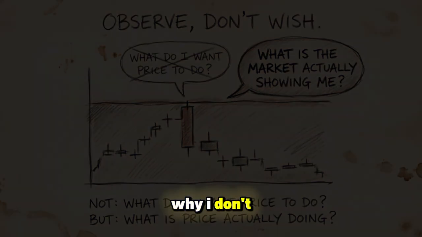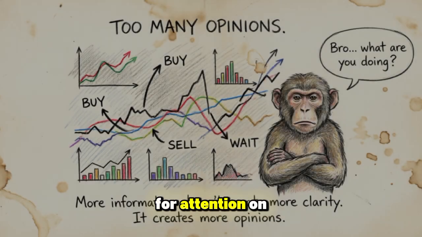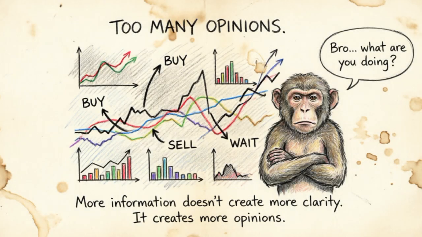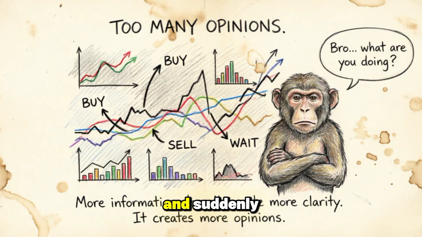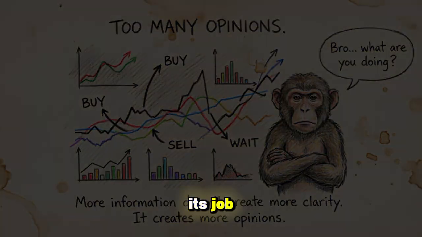And this is why I don't want 10 indicators fighting for attention on my screen. Because sometimes more information doesn't create more clarity, it creates more opinions. One indicator says buy, another says sell, another says wait, and suddenly your chart looks like a control room. Punch would probably just stare at it like, "Bro, what are you doing?" And maybe Punch has a point, because an indicator is only useful when you understand its job.